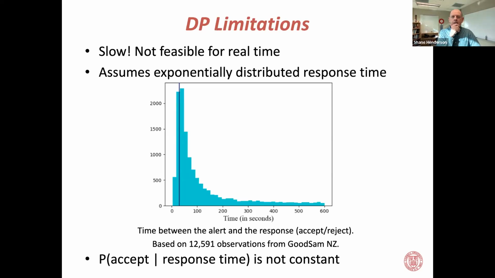The DP is really slow. We can solve up to about 7 volunteers pretty quickly, but beyond that, it's getting super slow. And it's assuming exponential everything, which is annoying because those times are not exponentially distributed.